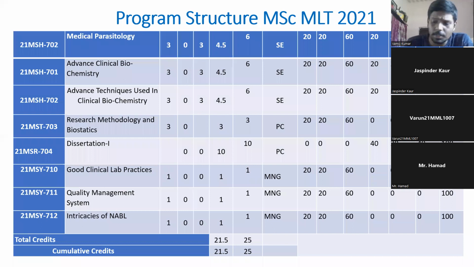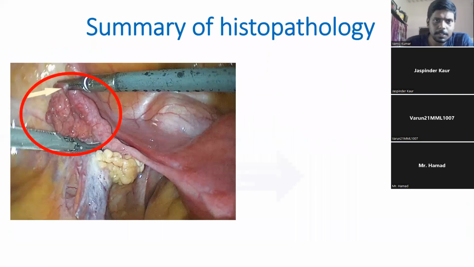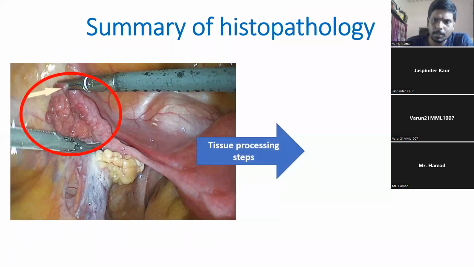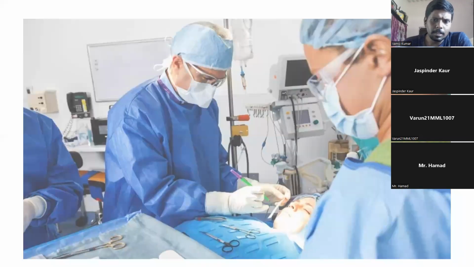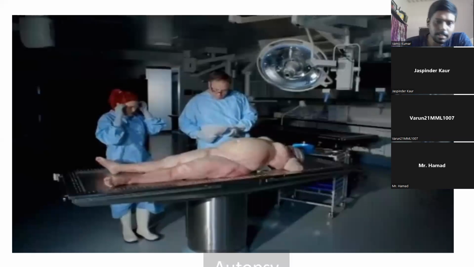So the subject is immunohistochemistry, as I stated. So let me directly go to these things. See, we got a biopsy and we will do some processing steps. Upon processing, we are able to observe the sections under the microscope. So this is a summary of histopathology. If we are taking from a living patient, it's called biopsy. If we are taking from a dead body, then it is called autopsy.